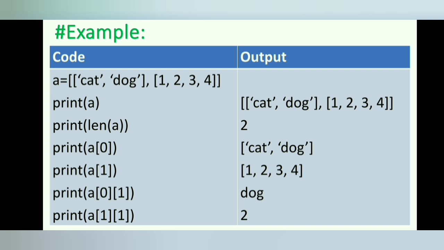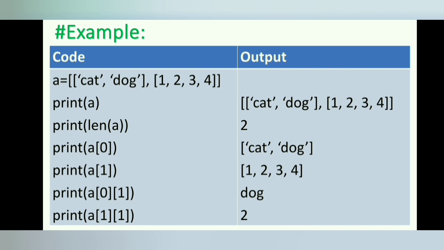By supplying 2 indices with A[0][1], we are telling the computer to go get the element at position 0, which is the first item in the list. The first item is itself a list of 2 items, cat and dog. And then from the cat and dog, to get the element at position 1, which is dog. So the output will be dog.